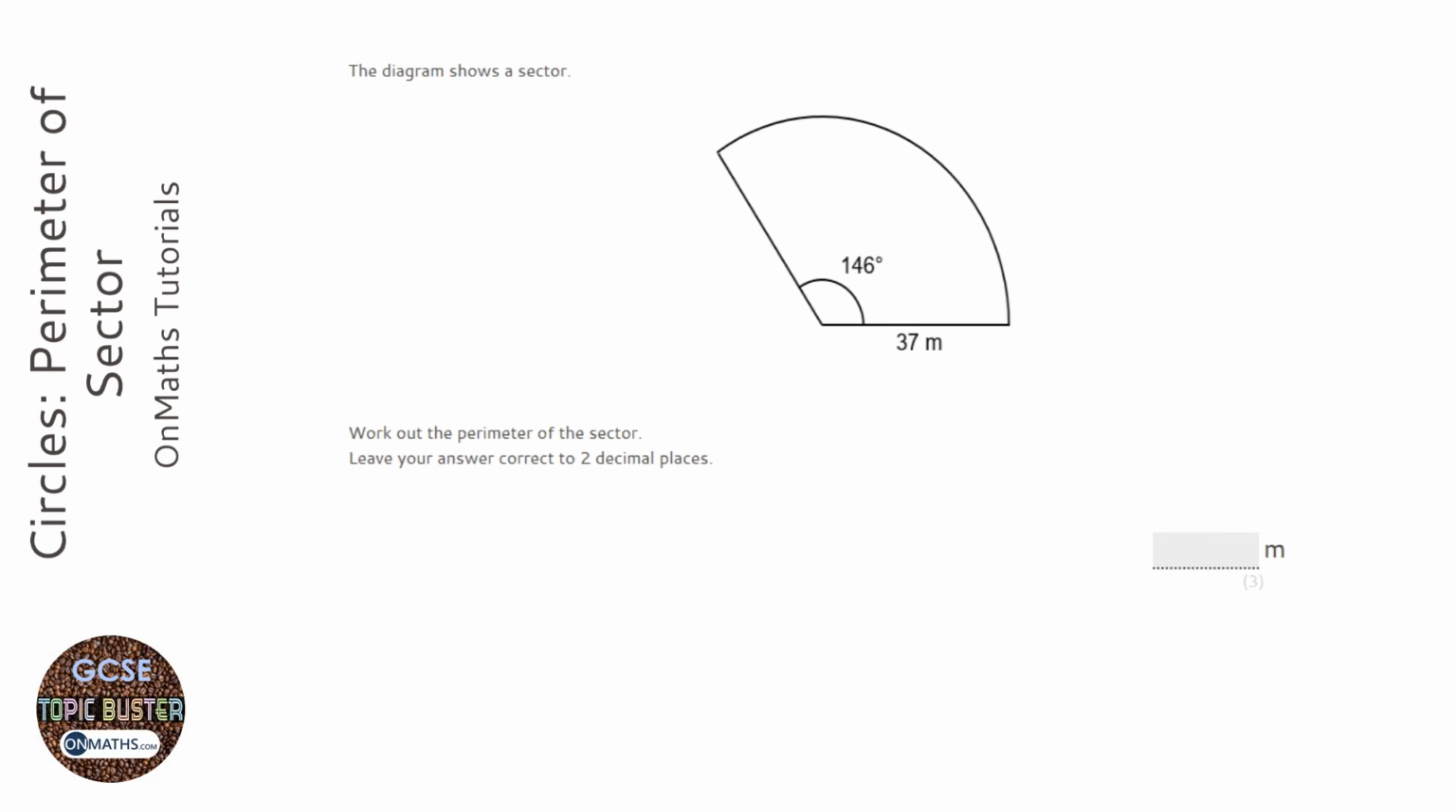Okay, so for this question we need to work out the length of the arc, which is around here, and then we need to work out what this and this are. So we're going to do the arc first. I'm going to show the examiner that I'm doing the arc first.